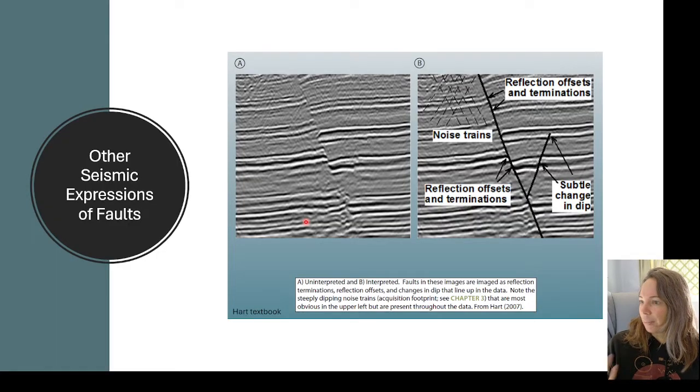Here's an example from the Hart textbook that shows both the uninterpreted and interpreted data for the same fault zone. I love these side-by-side comparisons because it lets you see what's being interpreted and then what it looks like in the original data. In this case, the interpretation points out a couple of key features: noise trains, which are associated with the fault zones, reflection offsets and terminations, and some subtle changes in dip. It's crucial to understand these different expressions because faults won't always show up as obvious breaks in the data, particularly when just looking at the seismic amplitude.